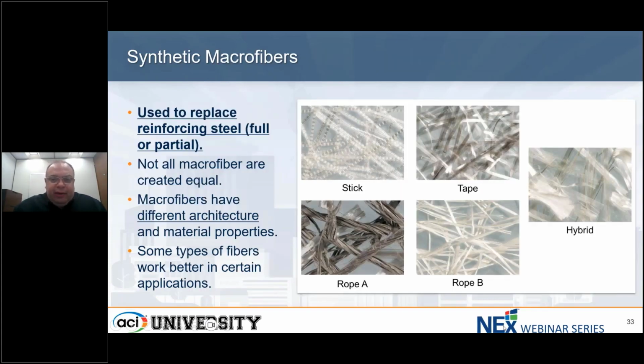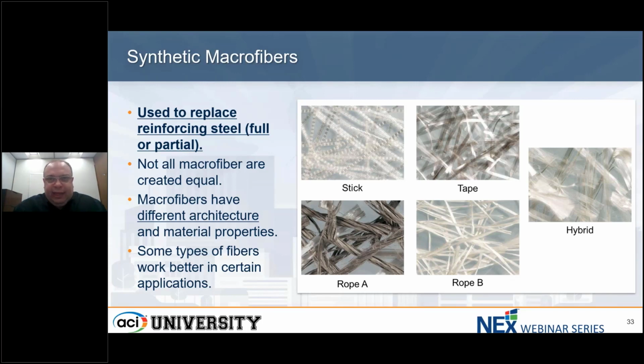Now, to start with, macrofibers are mainly used to replace reinforcing steel, either full replacements or partial replacements, depending on the type of structure, and I'll get more into the details later on in the slides. Now, as you can see in the figure, there are different types of macrofibers available. They look different. They have different shape other than just length and thickness. They do have a different architecture. So you can see there are stick fibers, tape fibers, and ropes.